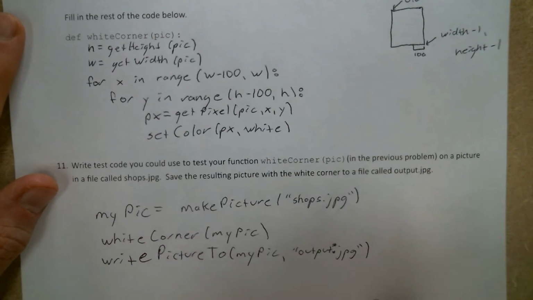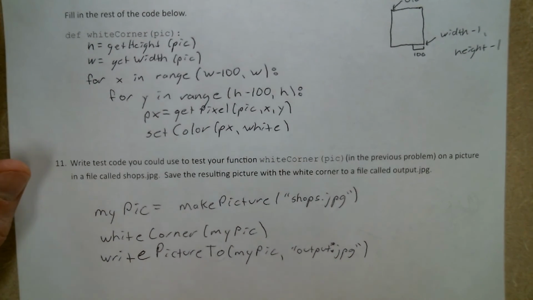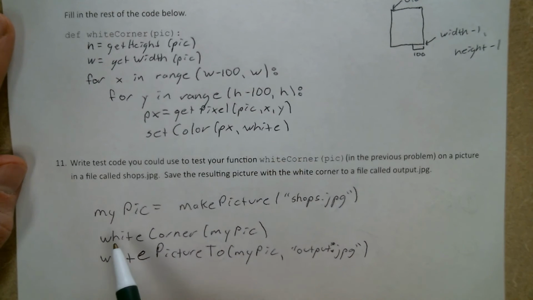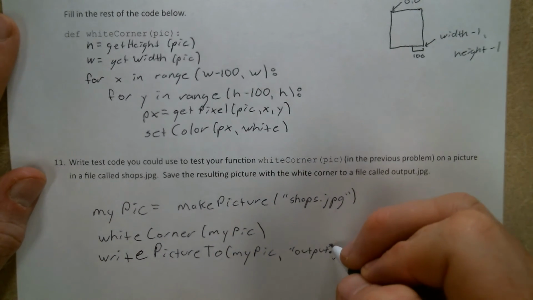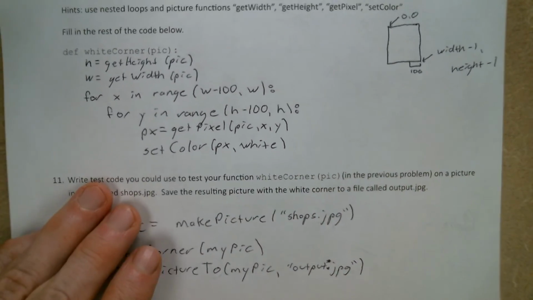All right, so again, you've done this hundreds of times at this point this year. Same thing, my pick equals make picture, call the function, and then write the result to an output file. All right, where does that bring us to?